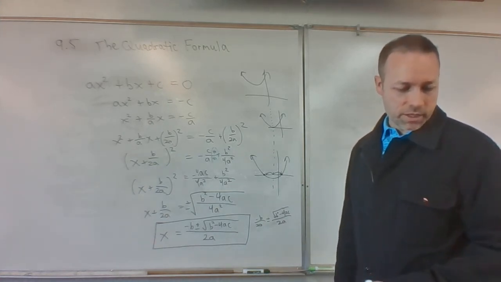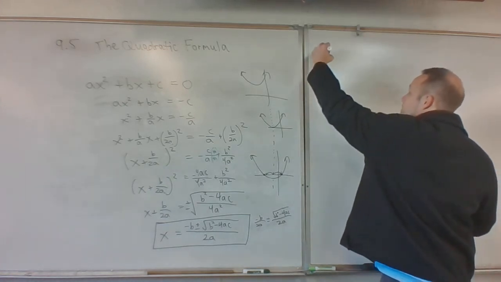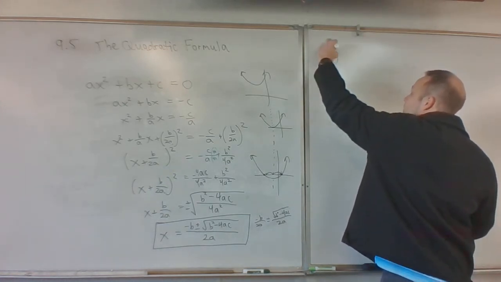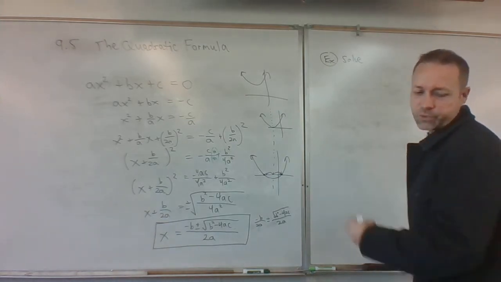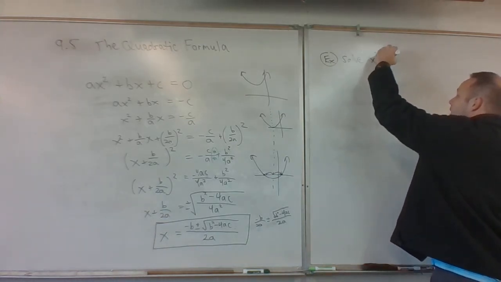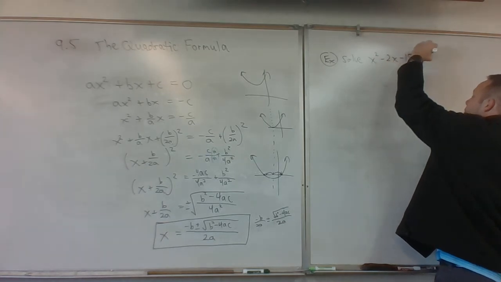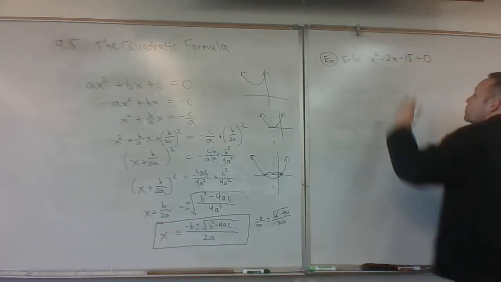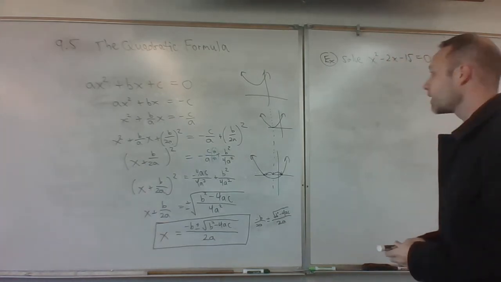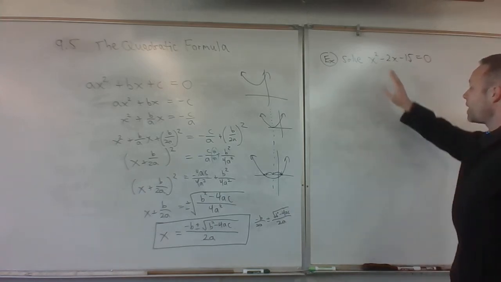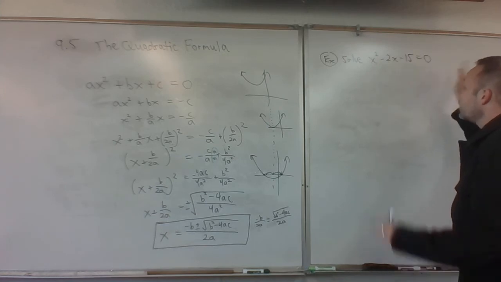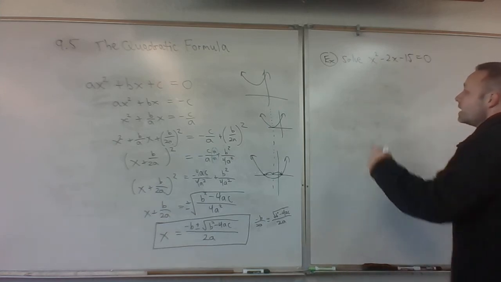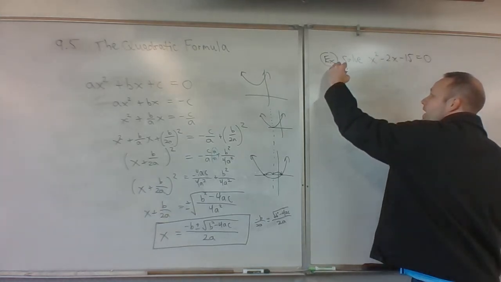Let's do one like this. Example. Solve x squared minus 2x minus 15 equals 0. So first I'd ask myself, is this in standard form? Do I have the x squared chunk, then the x chunk, then the constant equals 0? Yes. Okay, cool. Next, I would recommend listing what a, b, and c are.